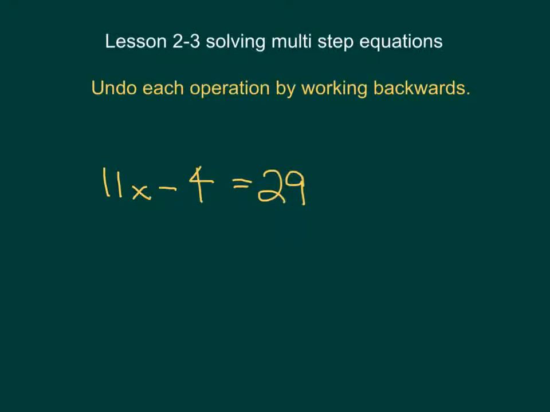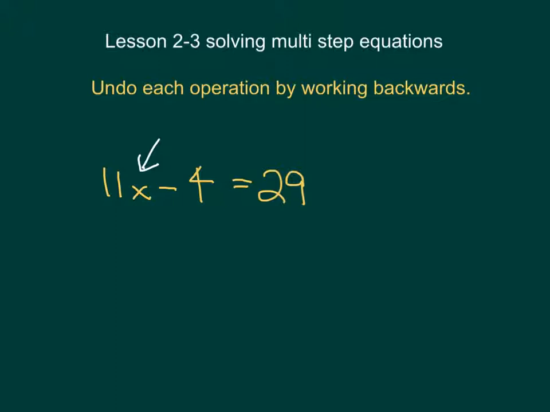Lesson 2-3, solving multi-step equations. When we're solving multi-step equations, you want to undo each operation by working backwards. Remember that you're always trying to solve for the variable, so you want to look at what's happening to the variable and work backwards, do the opposite of whatever's happening.